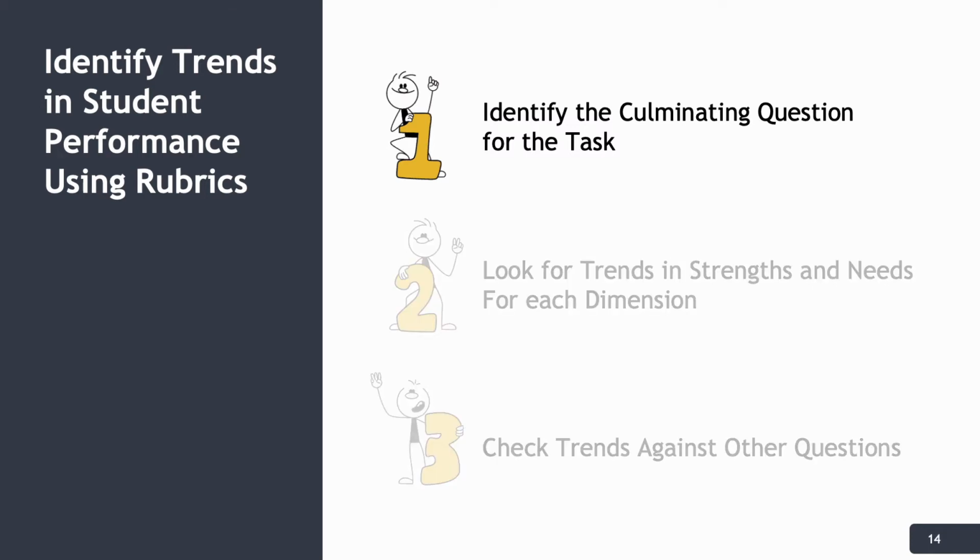We start by identifying the culminating question for the task because responses to this question often provide a good representation of students' strengths and needs across the whole assessment. And this allows us to work with just one set of data instead of having to look in depth at all responses for every question in the assessment.